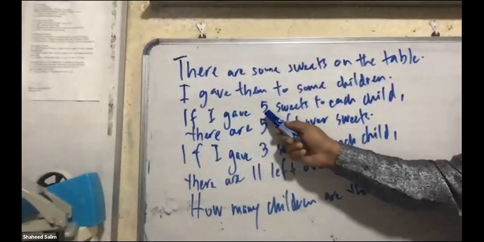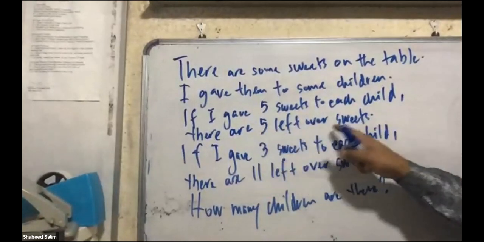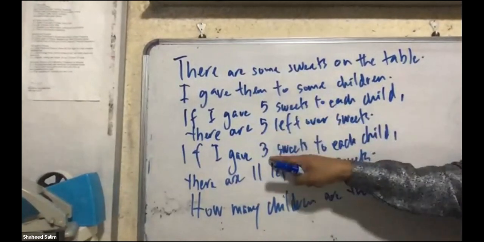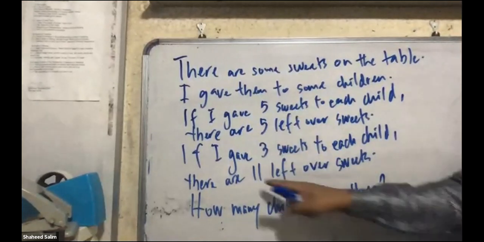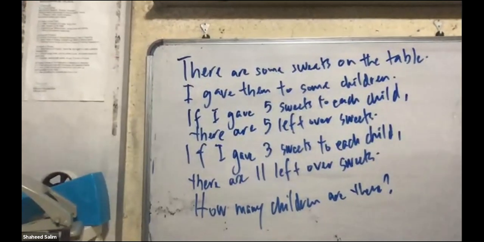If I give 5 sweets to every child, there are 5 leftover sweets. If I give lesser sweets, 3 sweets to every child, there's 11 leftover sweets. How many children are there? Please try. You are given 3 minutes to try. You can do guess and check, no problem.